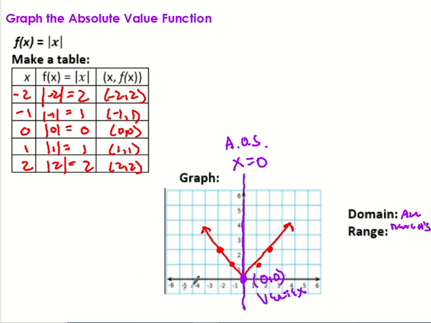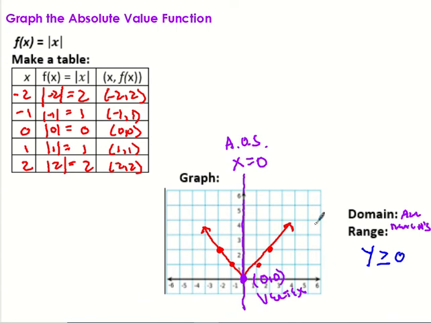Because all the x values are possible. The range, however, is saying all the possible y values. Well, this will never go negative. This v is going to go up this direction. It's going to go up this direction. So my range is y has to be greater than or equal to 0. Y can be 0, but it has to be greater than or equal to 0. So that's my range. And that's that. So this is the parent function of the absolute value function.